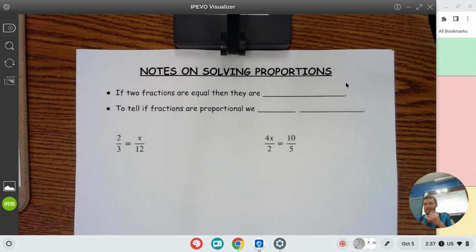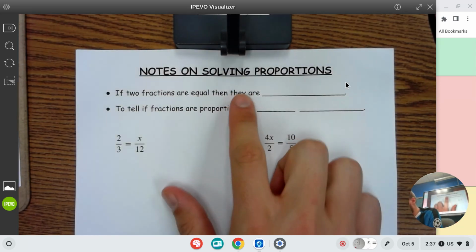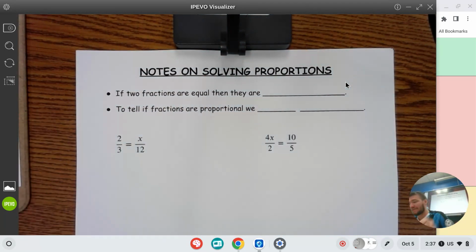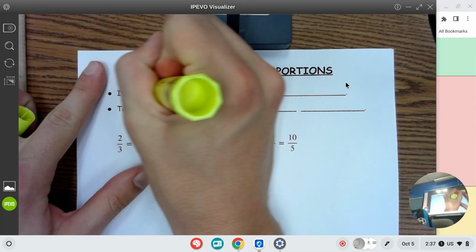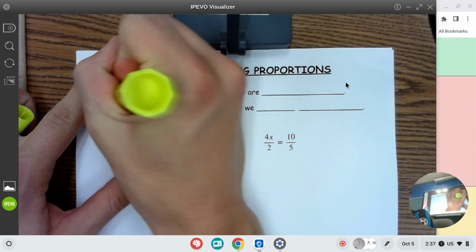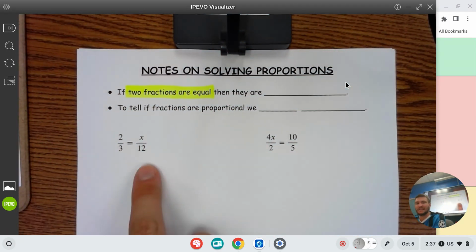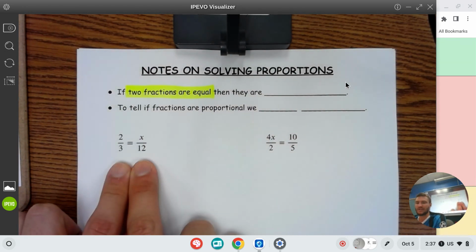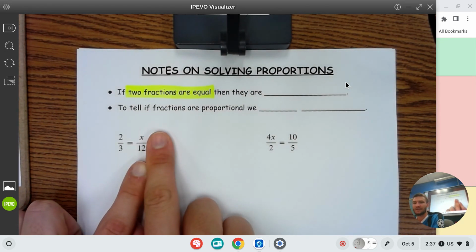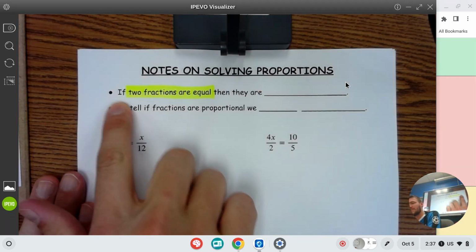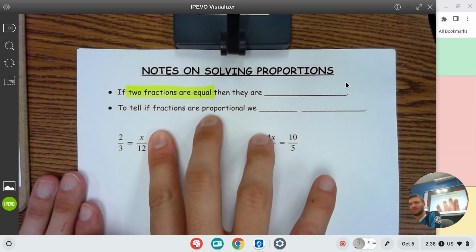Welcome back. We're talking about notes, solving proportions. Importantly, if two fractions are equal, and that's a very, very important thing, if two fractions are equal. The reason that we're learning this now is because we have never done a question that looks like this. We have never done a question where fraction equals fraction. We've done some stuff with fraction plus normal number equals a fraction, but we've never done two fractions are equal. Fraction equals fraction.